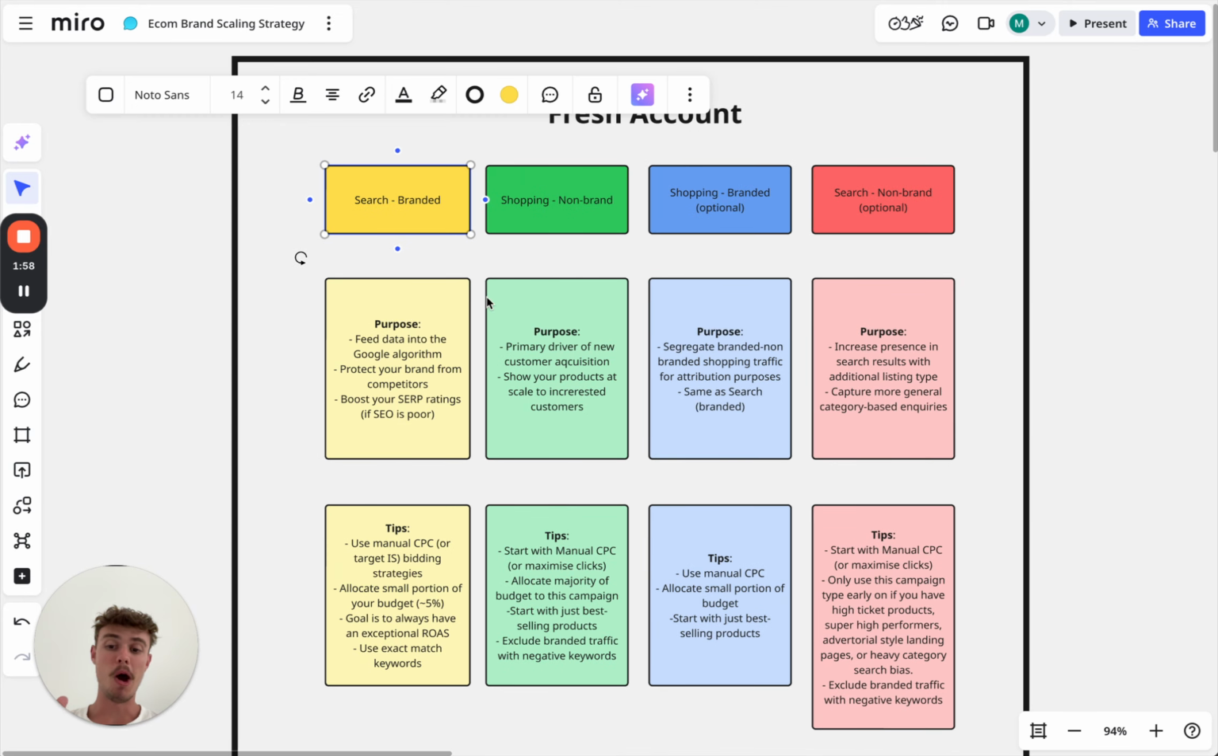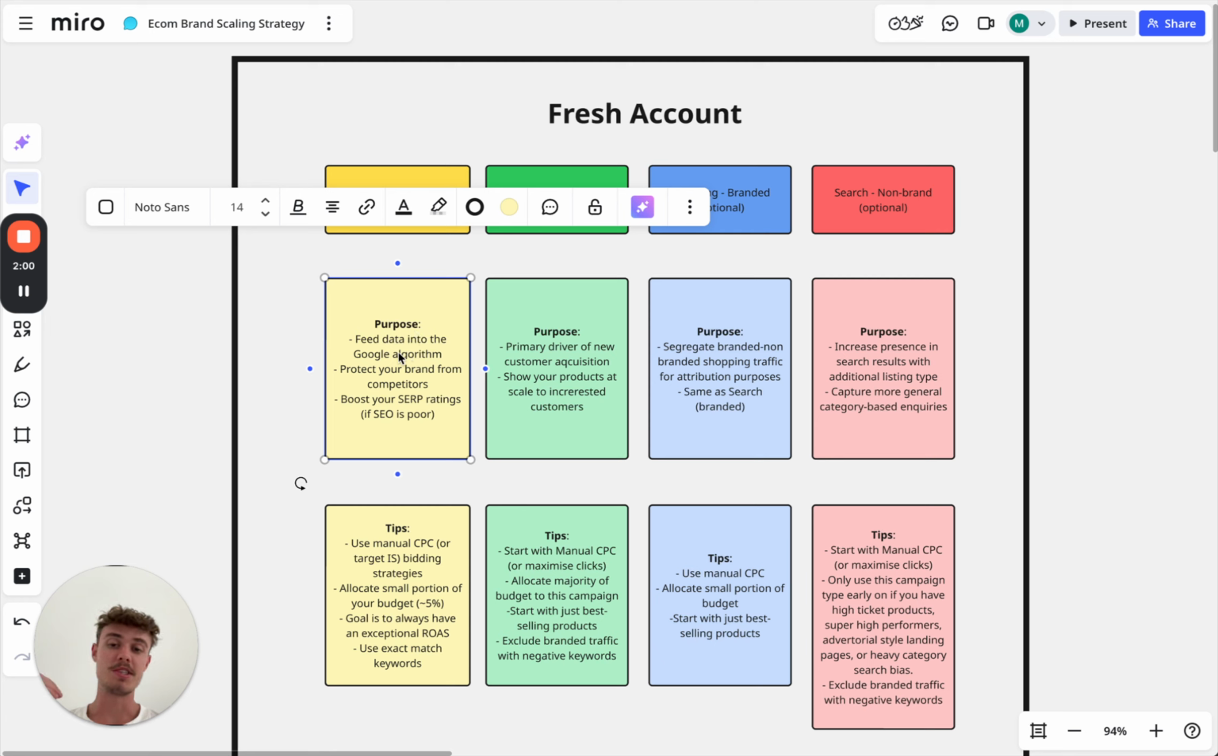Now, the purpose of a campaign like this is to primarily feed data into the Google algorithm. As you probably know, Google is very reliant on automated targeting and automated bidding nowadays, and that is really where most of the money is made in a lot of Google Ads accounts. So feeding your Google Ads algorithm with a lot of data is pretty critical to perform well in most accounts.